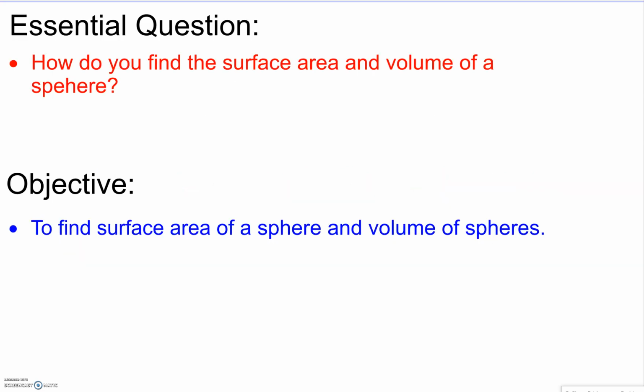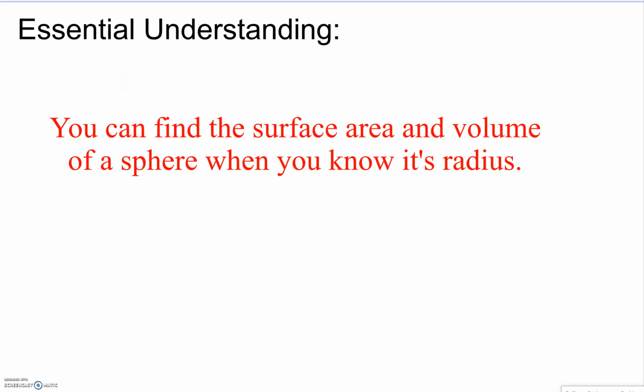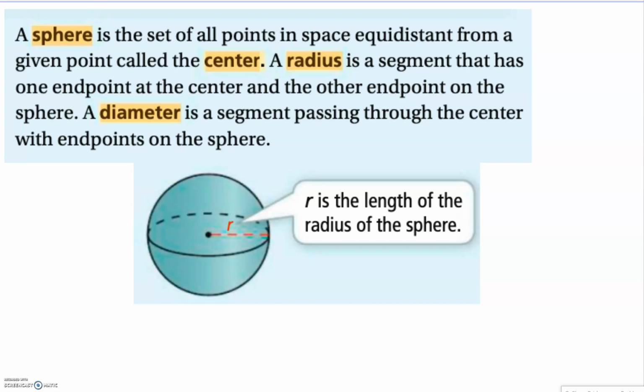Spheres. Our essential question is, how do you find the surface area and volume of a sphere? And our objective is to answer that question by finding the surface area and volume of a sphere. So essentially, you can just find the surface area and volume of any sphere if you're given its radius.